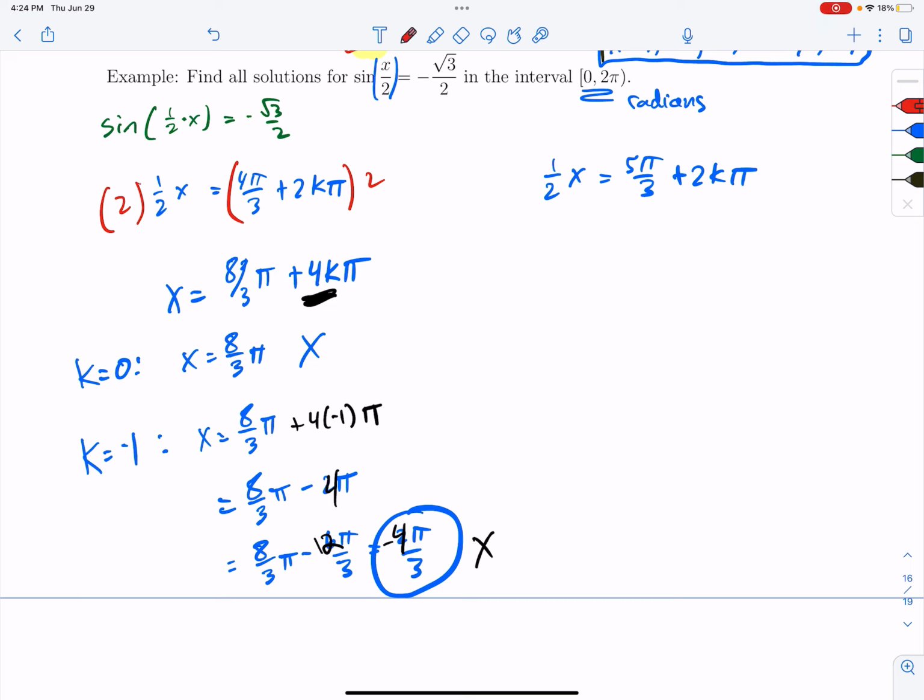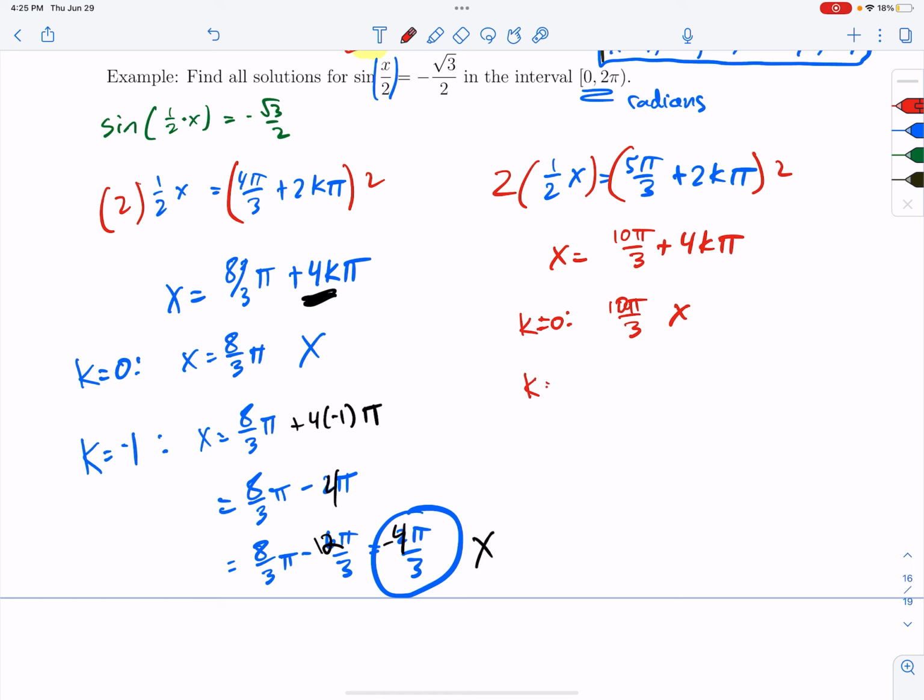Let's see what happens on the right branch. Again, multiply both sides by 2. I get x is equal to 10 pi over 3 plus 4k pi. When k is equal to 0, I'm going to get 10 pi over 3, which is too big. Again, if k becomes 1, 2, 3, 4, it's just going to get bigger and bigger, so that won't work. I don't need to test bigger k values in the positive direction.